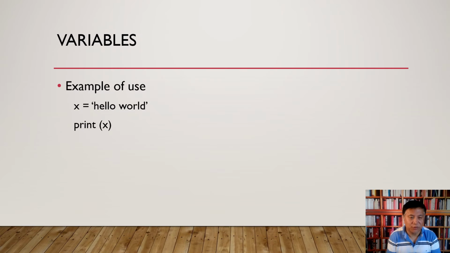We can also introduce the term variable. A variable is simply a computer register whose value can change. Here's an example. We let the variable x be hello world. It's a string variable, and we print x. Let me show you how this works.